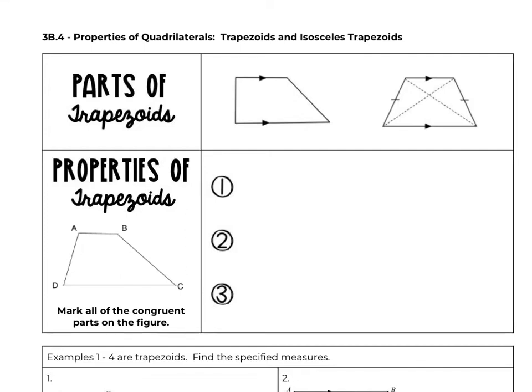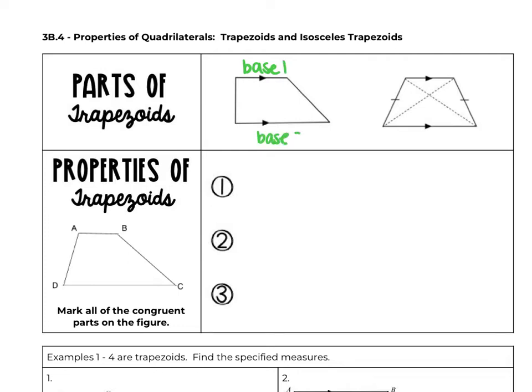Okay, this is lesson 3B.4, and we'll be looking at trapezoids. We'll look at two types, and the first part is just looking at any type of trapezoid and telling what these parts are. Trapezoids are a little bit different from the shapes we've been looking at. What you would call the top and the bottom are called the bases.